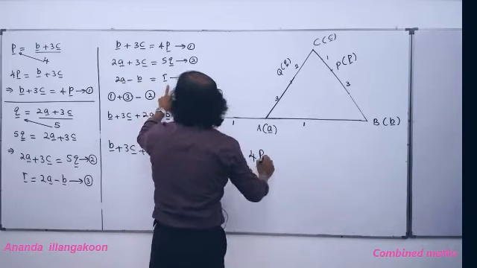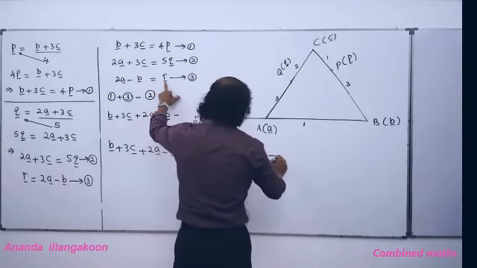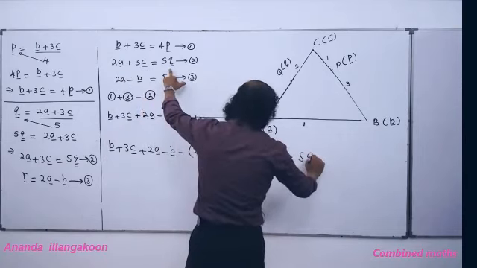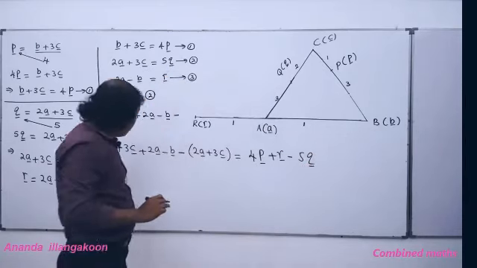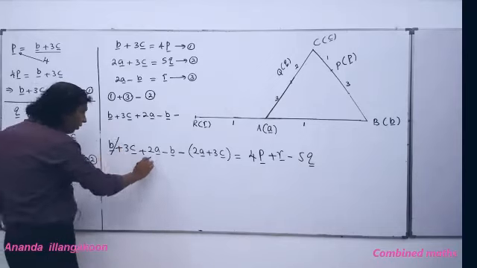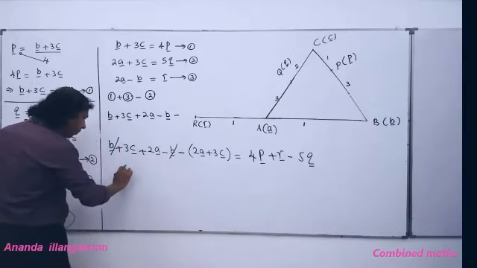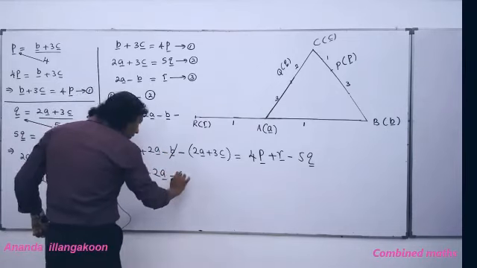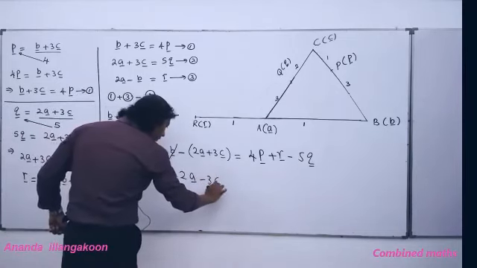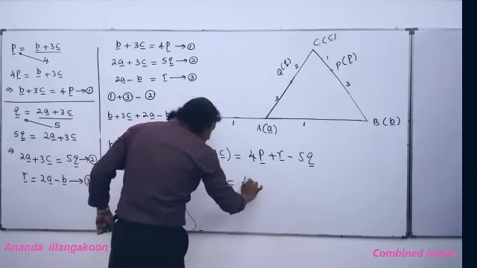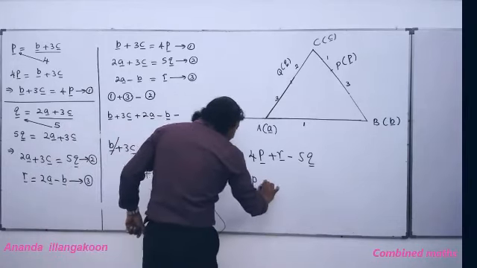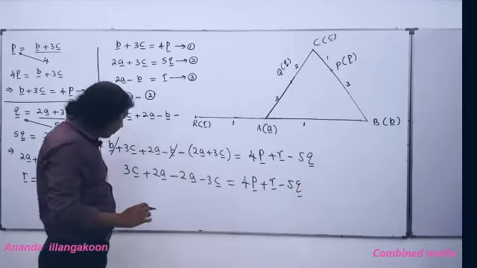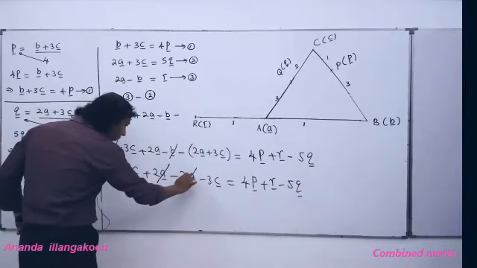4p. Right hand side we have r vector minus 5q. Right. Okay. Now this b vector and this minus b vector can cancel down. 3c plus 2a, remove the bracket, minus 2a minus 3c is equal to 4p vector plus r vector minus 5q vector. Okay. Now these two vectors we can cancel down.